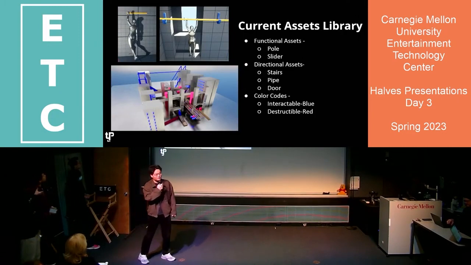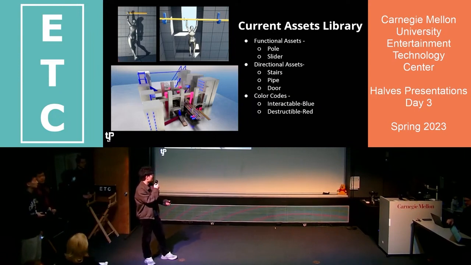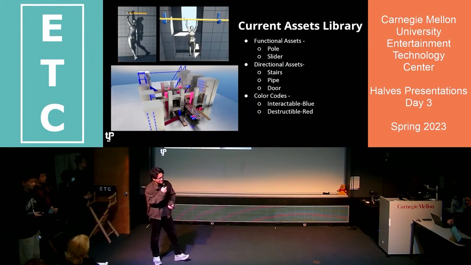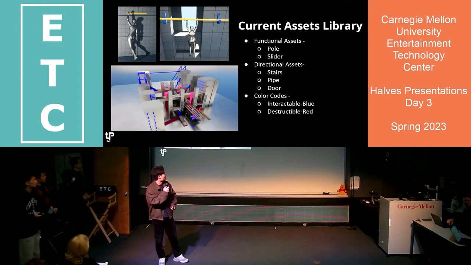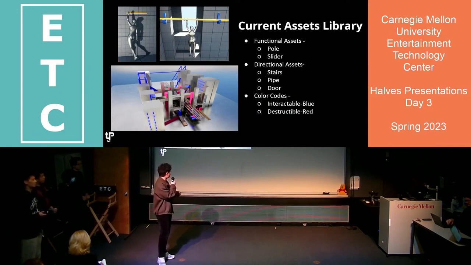So maybe you want to know what's the difference between our assets and normal models. The first one is that we offer functional assets, as we mentioned before, the pole, the slider, and the direction assets, like stairs, pipe, door, which can help designers build a path from point A to point B and guide the player to know how to play this level. And we also offer color codes. The blue means interactable, and the red is destructible.